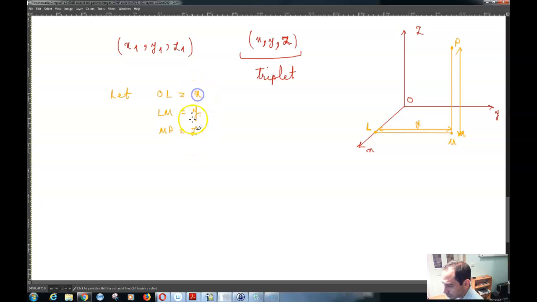So this is the x coordinate, this is the y coordinate, and this is the z coordinate of this point P in space. So then you will have a triplet like x, y, z, which describes the location of this point in space.